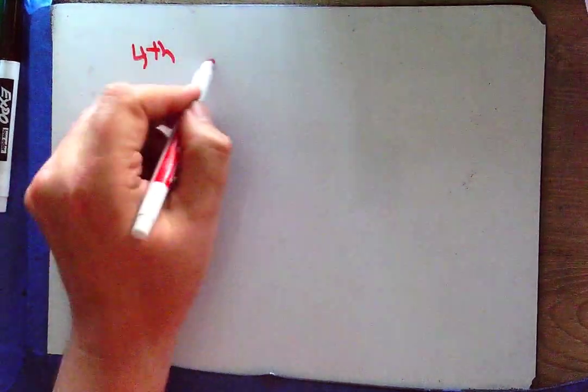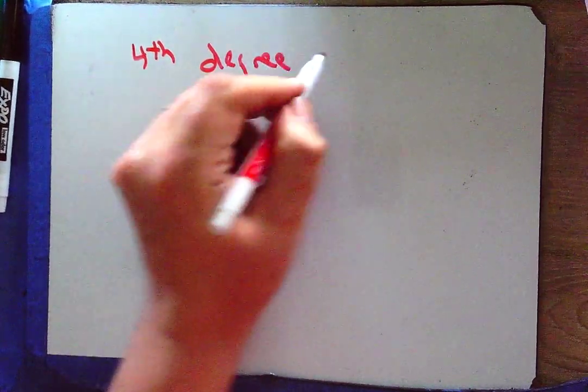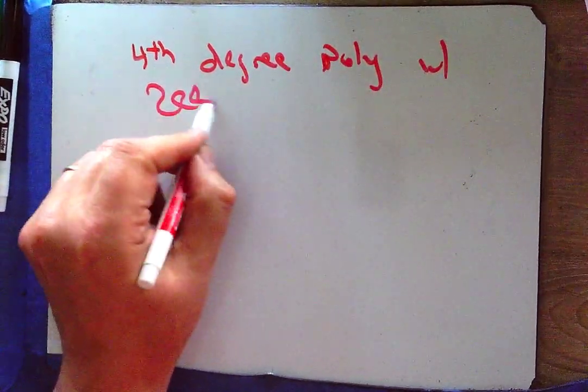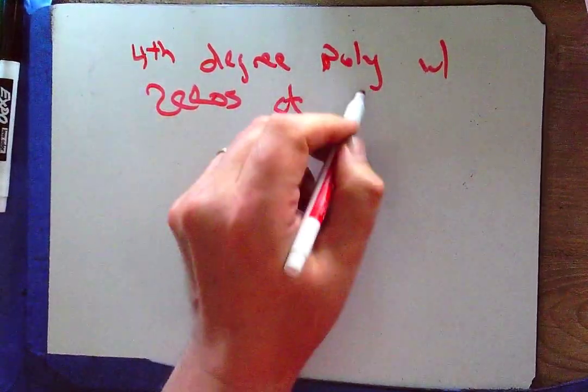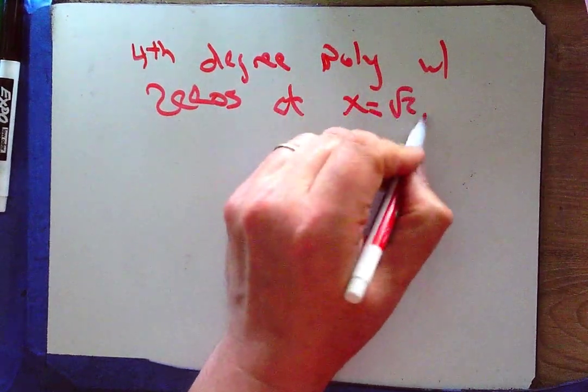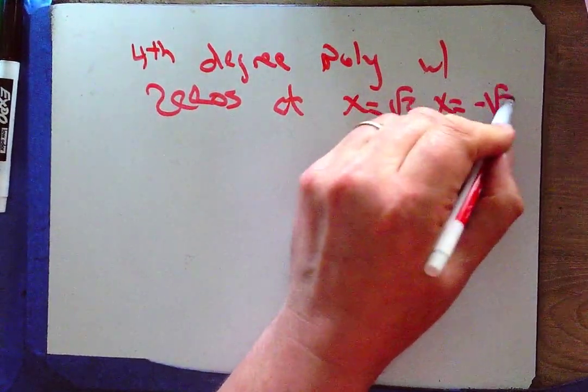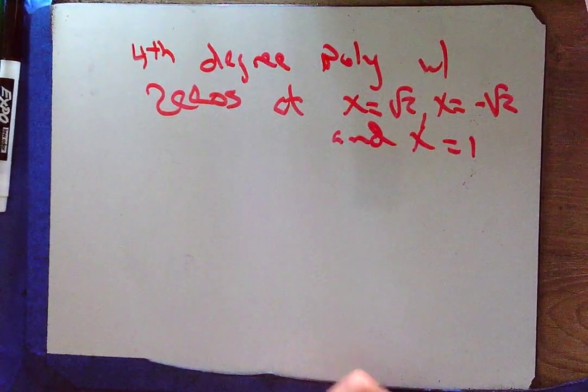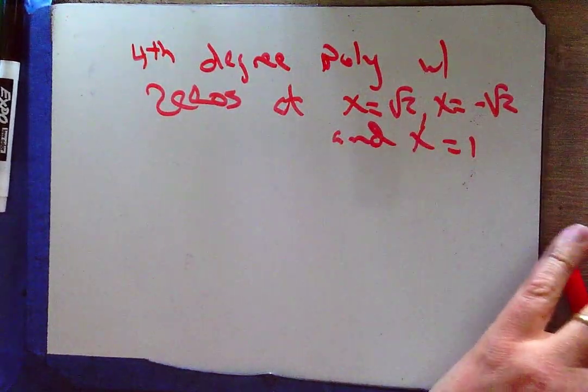In our class, so, will you write the 4th degree polynomial with zeros at x equals root 2, x equals negative root 2, and x equals 1? Give that a try and come back when you're done.